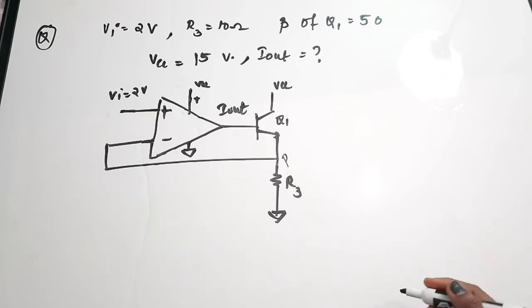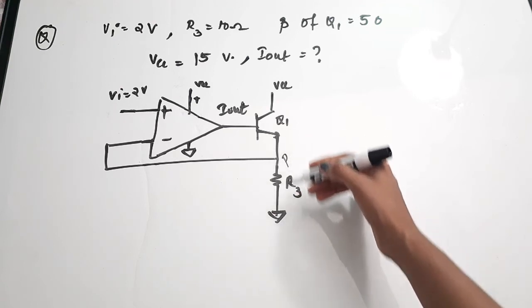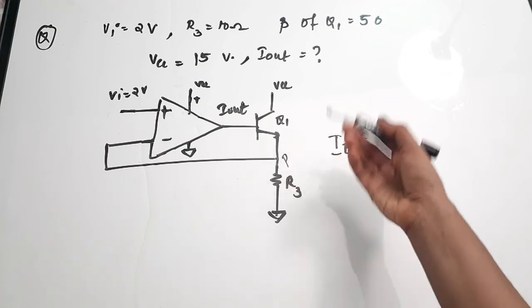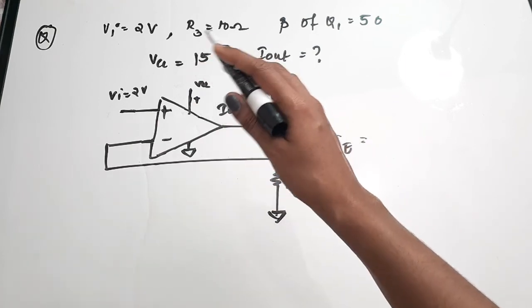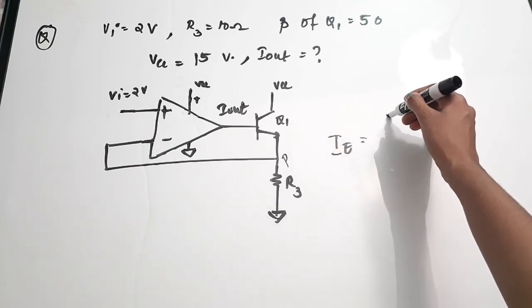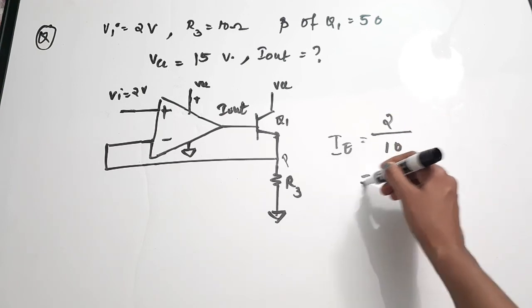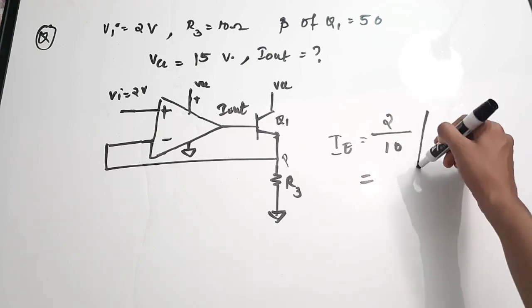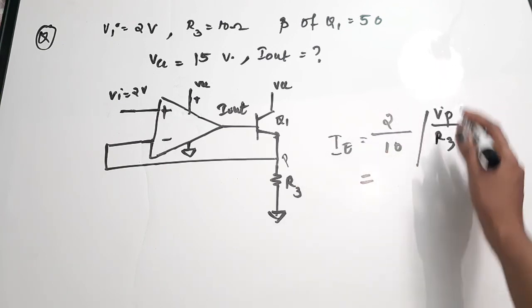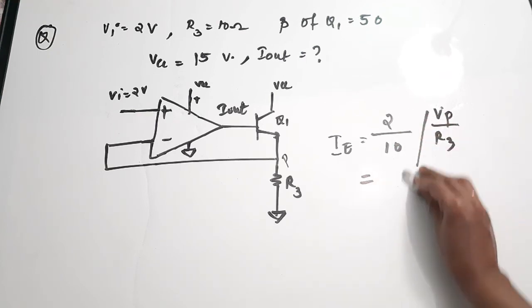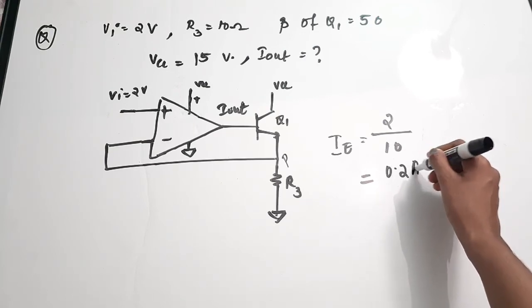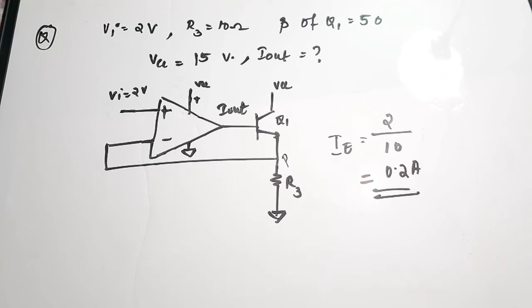And what will be the current IE? This is the emitter branch or the emitter terminal. The current IE is equal to the voltage at this point divided by the resistance R3. R3 value is given, which is 10 ohm. So if the voltage at point P is 2, IE will be 2 by 10, right? Or you can write it as the voltage at point P, Vp by R3. So that is 2 by 10, which is 0.2 amperes for your emitter current.